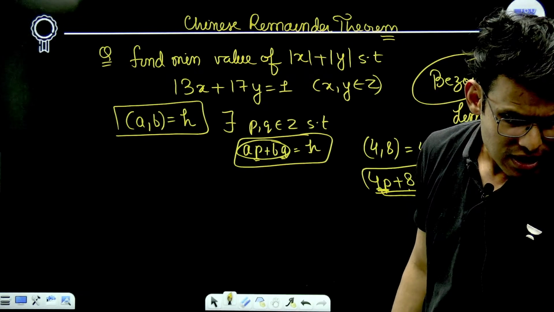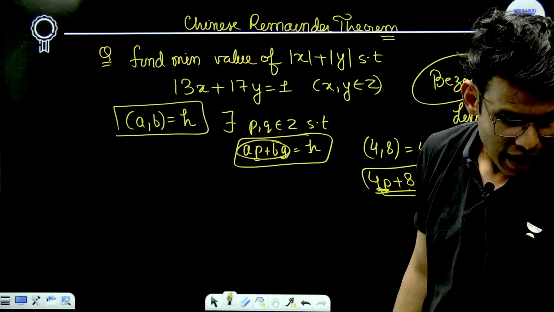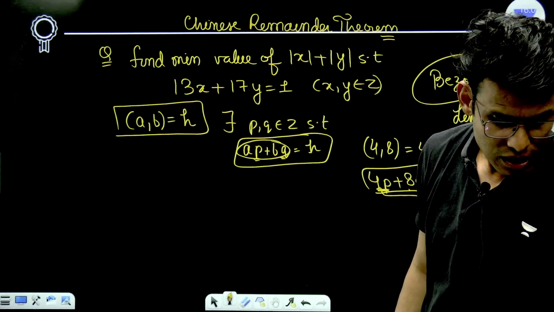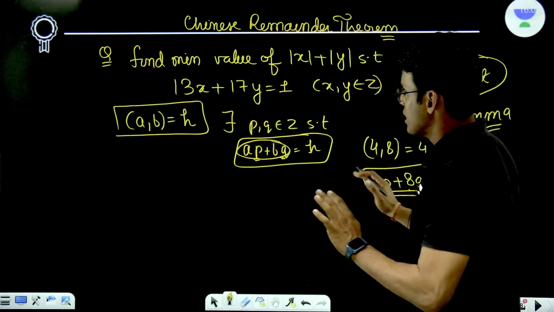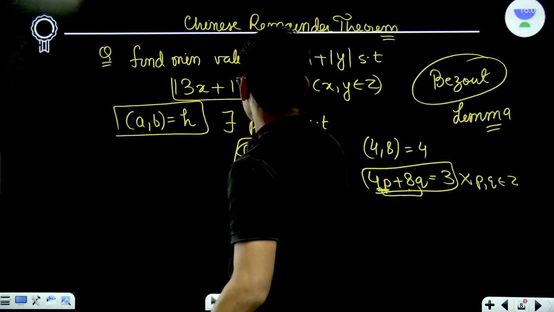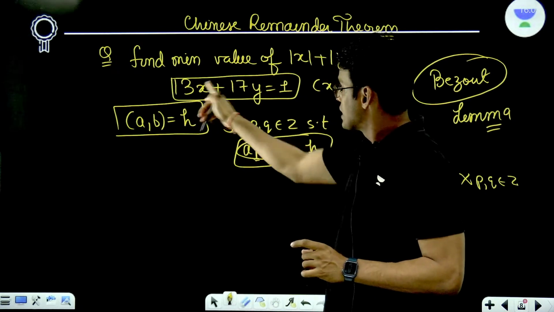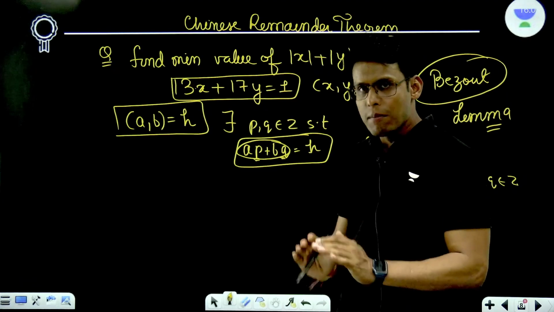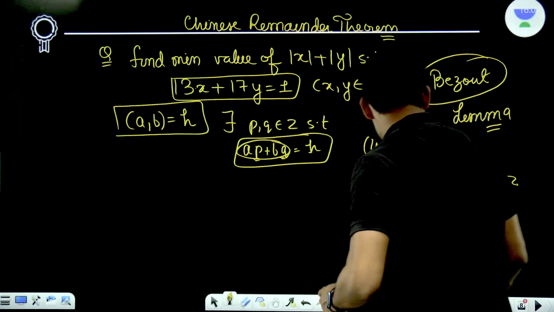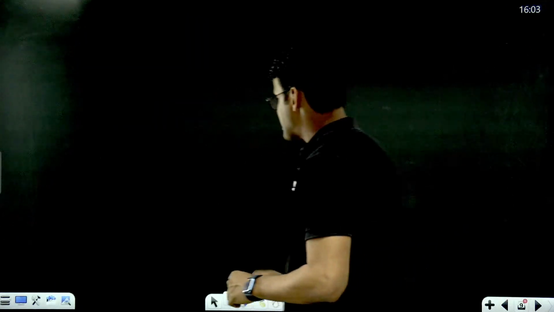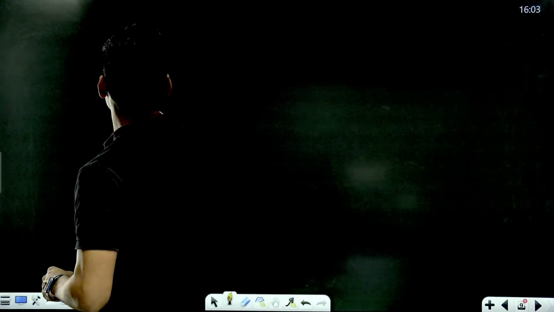Are you getting my point, guys? Yes. Perfect. Now let's move on. Let's solve this one. If you see, 13 and 17 are co-prime. They are prime also, but they are co-prime. Co-prime means their HCF is 1. HCF of 13 and 17 is 1.